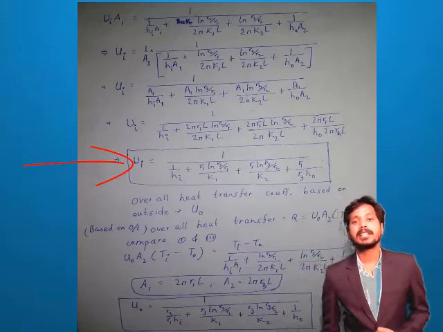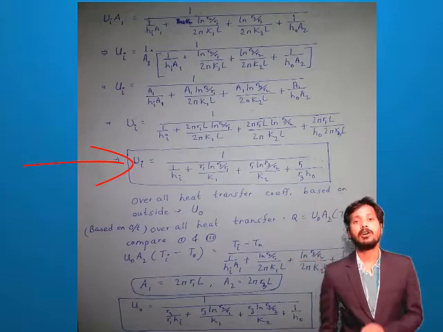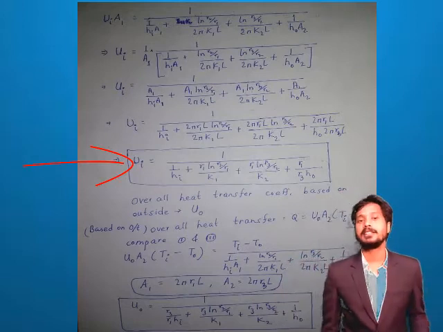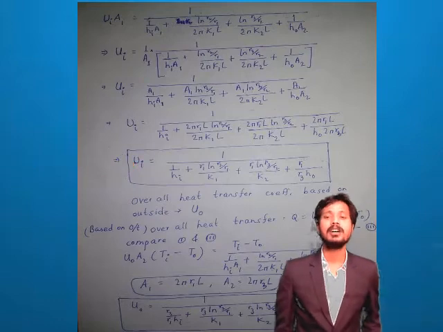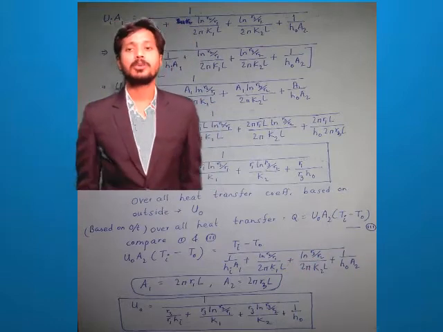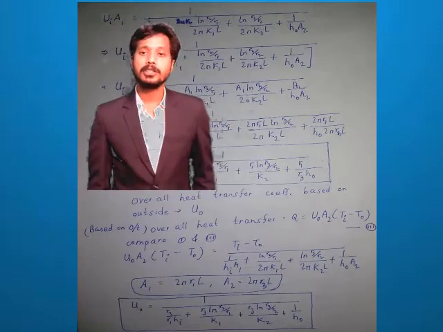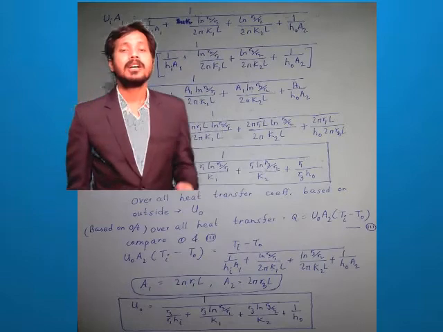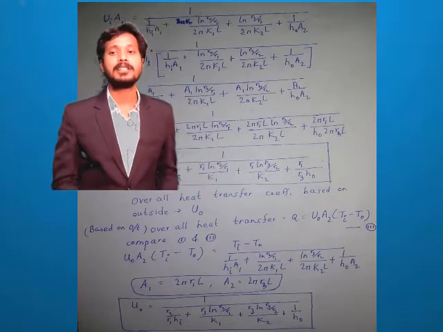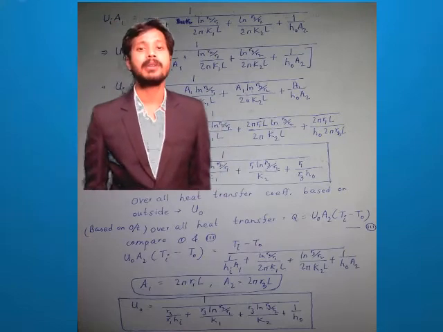Now in the second concept, we'll take the overall heat transfer coefficient based on outside. Based on either outside or inside, we can take anyone. So now we'll try the same thing based on outside. What is the formula of overall heat transfer based on outside? Q equals U naught into the area outside. What is the area outside? A2, multiplied by Ti minus T naught. Overall heat transfer is Ti minus T naught.